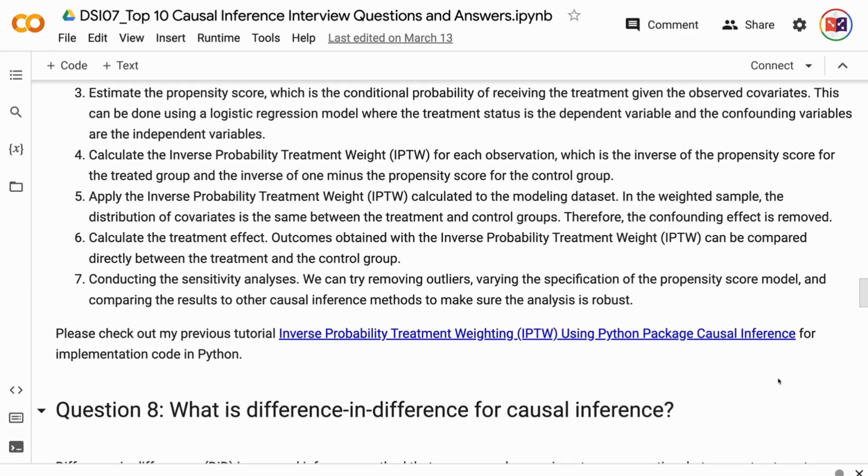7. Conducting the sensitivity analysis. We can try removing the outliers, varying the specification of the propensity score model, and comparing the results to other causal inference methods to make sure the analysis is robust.